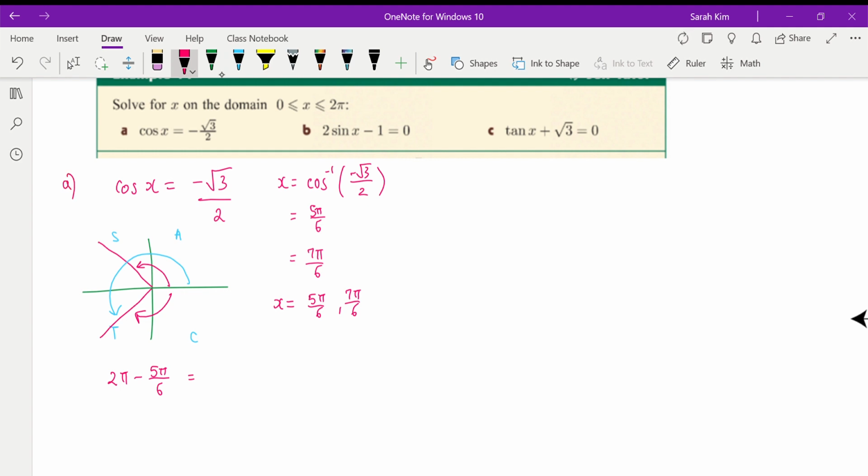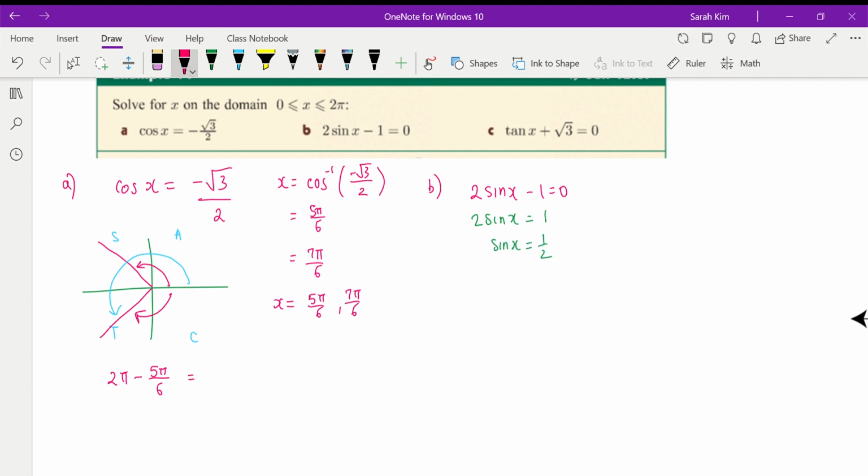Alright, let's do B. So for B, I've got 2 sine x take 1 equals 0. Now, I can't use it straight away. I need to manipulate my data and go 2 sine x equals 1. So I've removed the 1, and then I'm going to remove the 2 by just dividing it. So therefore, my sine x becomes a half.